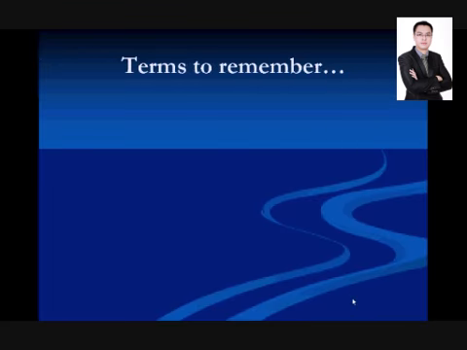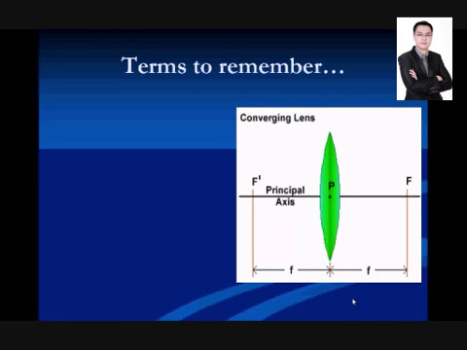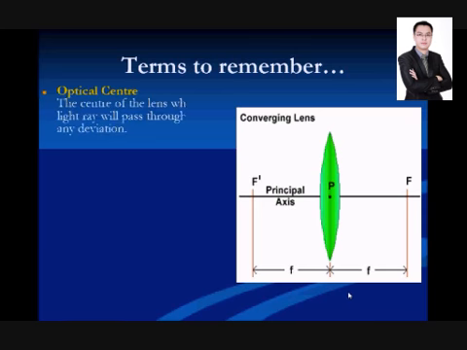Before we proceed to draw the ray diagrams, there are several terms that you need to remember. With reference to the diagram shown on the right, the first point that you need to know is called the optical center of the lens. Now, where is this optical center? This is a point where any light ray will pass through without any bending or deviation. As shown, this black dot here is the optical center.